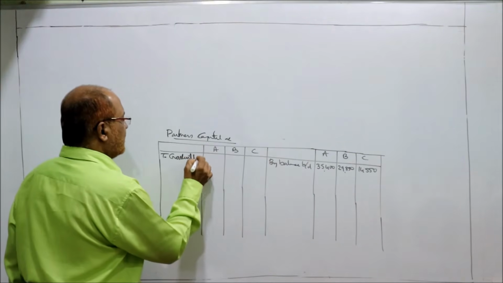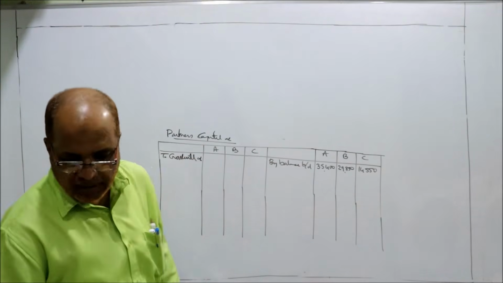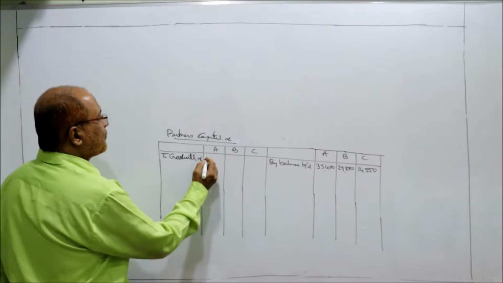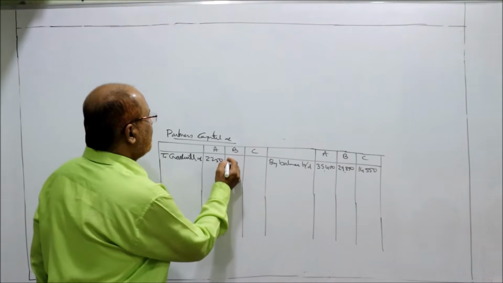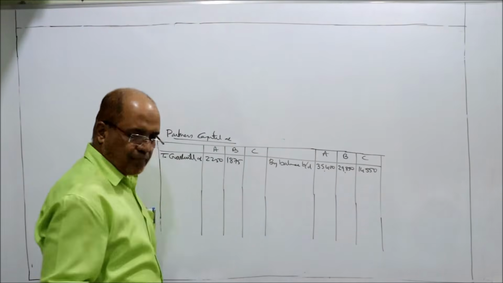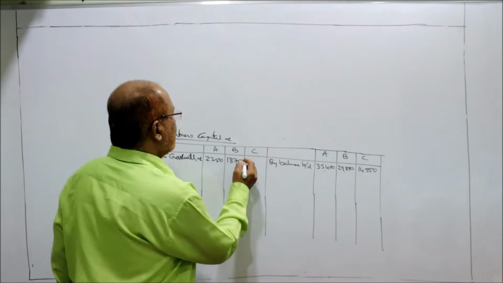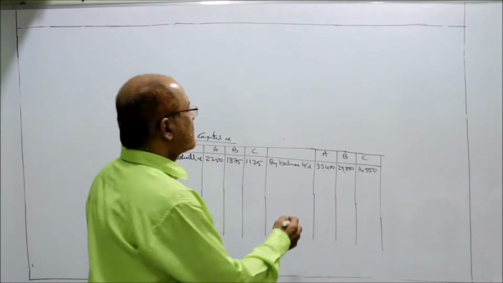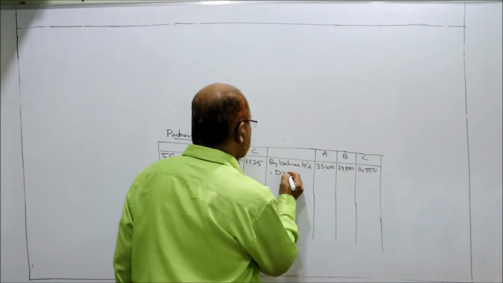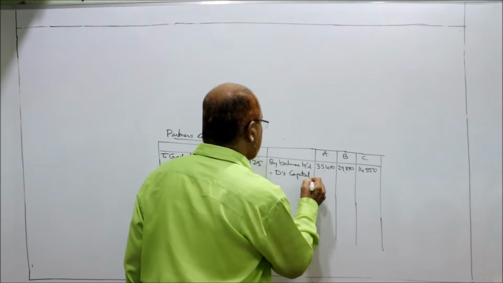Just now we have passed the entry. We are posting the entry. That amount is 2,250, and 1,875. Next one is 1,125. Right? And credit side, D's capital. This is the Goodwill, starting the second entry.